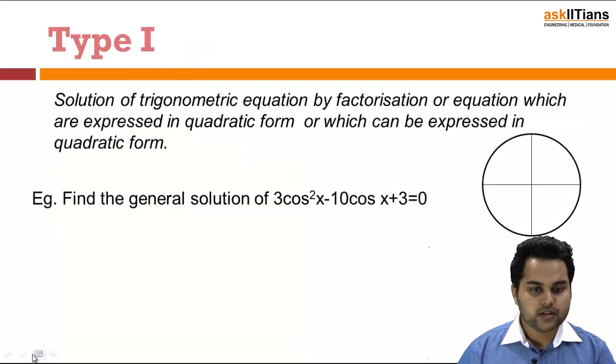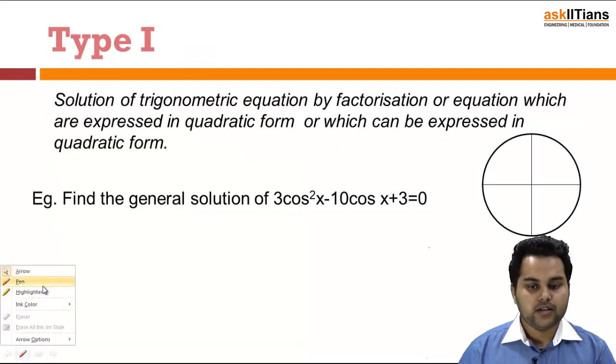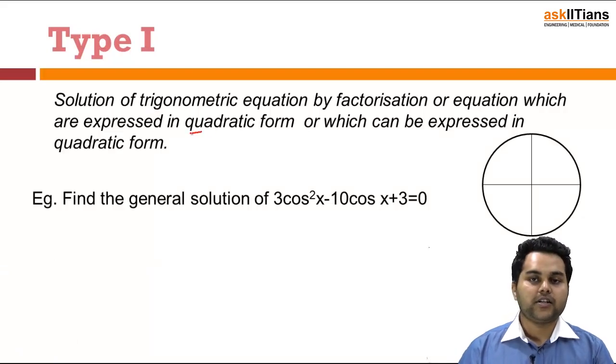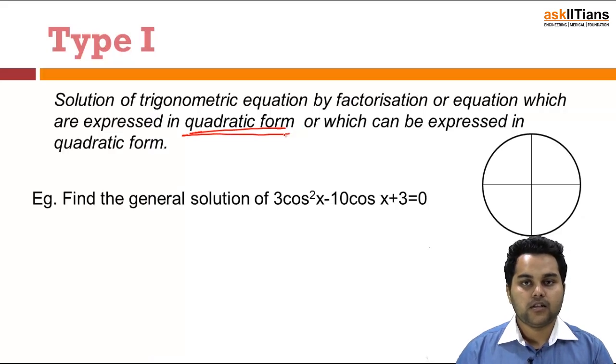the trigonometric equation by factorization, that is in the quadratic form. Suppose I have a trigonometric equation in the quadratic form, where the variable is either cos square x or sin square x, so the trigonometric ratio is itself the variable. If I have the quadratic equation in such a form, I can solve by using the quadratic formula or by factorization. So it has to be in quadratic form for that. The basic thing here is factorization.